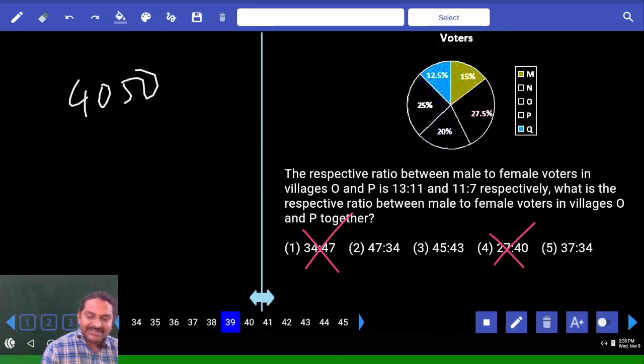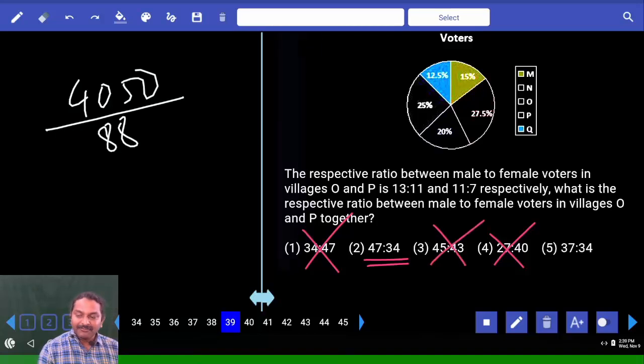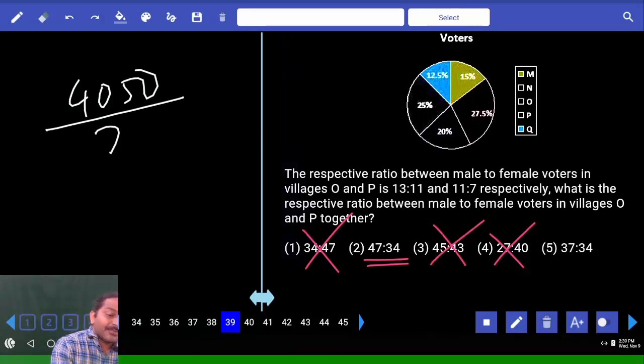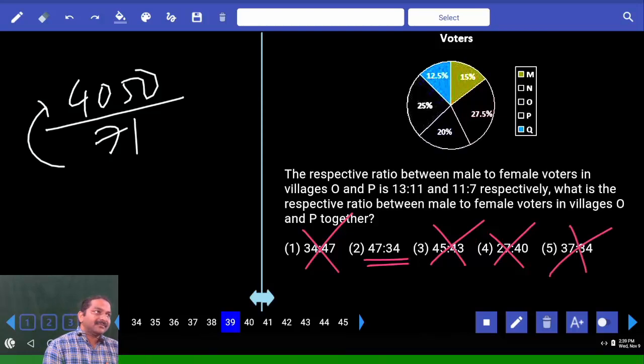4050, which is a factor of 81. You are sure about it, correct? Is it a factor of 88, which is the third option? Third eliminated. Fifth option, total number of parts? 70. Is 4050 a factor of 71? Multiple of 71. Will it be? Yes or no? Eliminated, second final. If you don't want to segregate, this is another way.